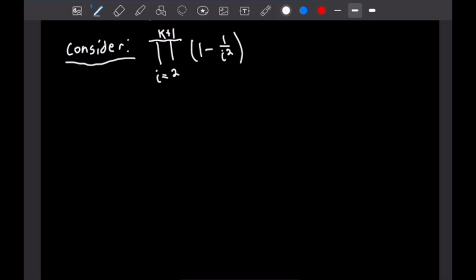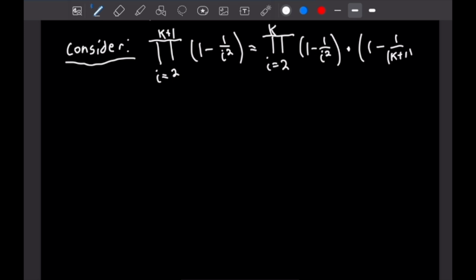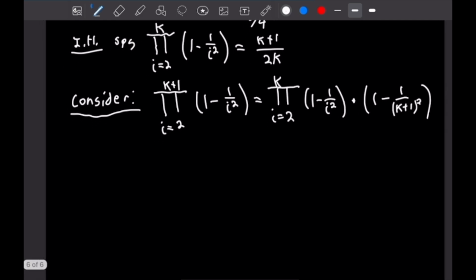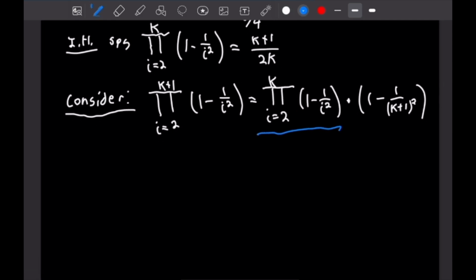So just like before, we are going to express this as the product of our induction hypothesis in the k plus first multiple from the product. So we can write this as the product as I goes from 2 to k of 1 minus 1 over I squared, and that's going to be times 1 minus 1 over k plus 1 quantity squared. Great. And so just like before, I'm going to underline in blue to show the substitution we are making with our induction hypothesis here. So that means we can write our k plus first case the following way, where we have k plus 1 over 2k times 1 minus 1 over k plus 1 quantity squared.